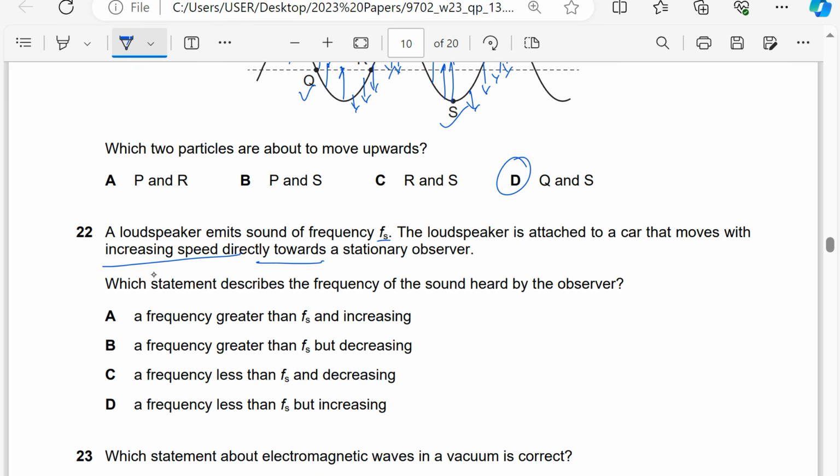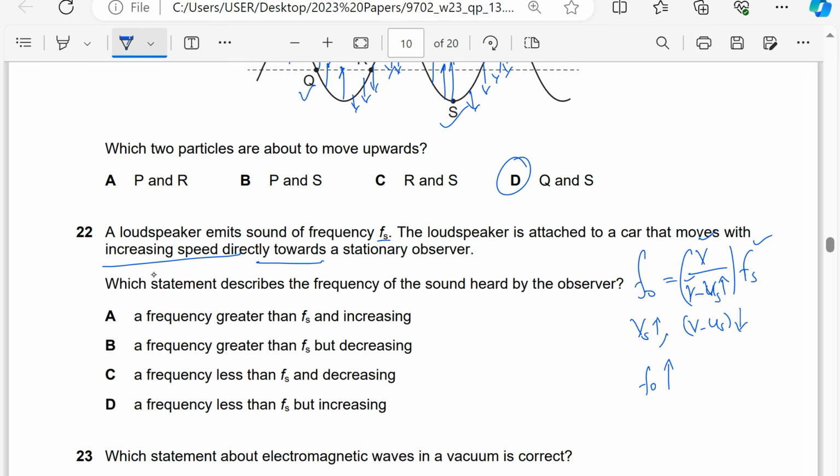Directed towards the observer. If it is towards the observer, remember the observed frequency is equal to v divided by v minus the speed of the source, times the frequency of the source. So v is constant, and the source frequency is constant. But the speed Vs is increasing. If the speed of the source is increasing, it means the denominator v minus Vs is decreasing. If the denominator is decreasing, it means the observed frequency must be increasing.